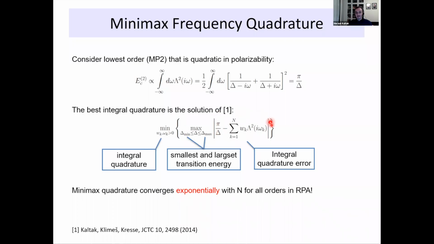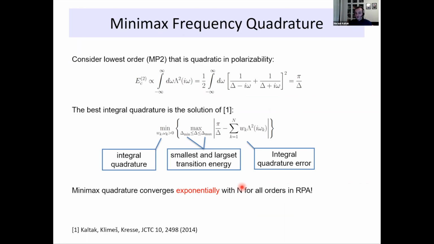And by minimizing this maximum error that can appear for every transition energy in the system, you end up with an integral quadrature. And this is the best integral quadrature that you can have. And in fact, it converges exponentially with the number of frequency points you include when performing this integral. So it converges exponentially with the number of quadrature points.